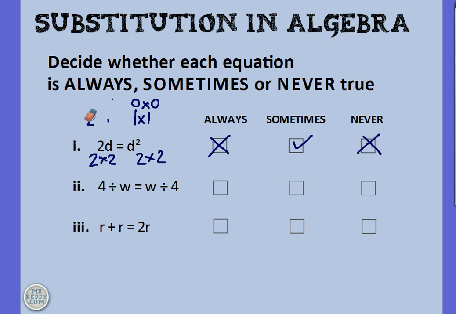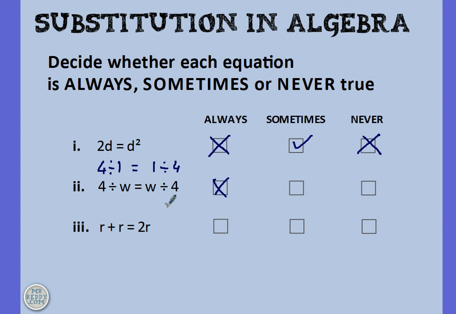What about if we had the equation 4 divided by w is equal to w divided by 4? Well, let's say that w is 1. Then you get 4 divided by 1, which is 4, but over here we try 1 divided by 4, and we get a quarter. So we know that it's not always true. What about 4 divided by 2? That gives you 2, but 2 divided by 4 gives you a half. So at the moment we're not finding anything that makes it true.